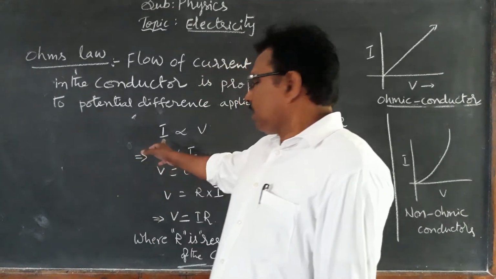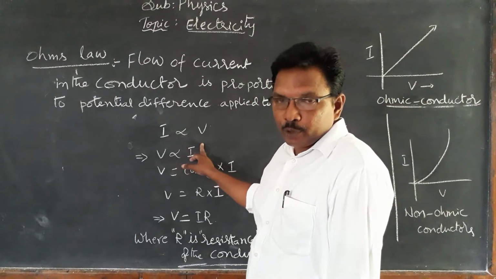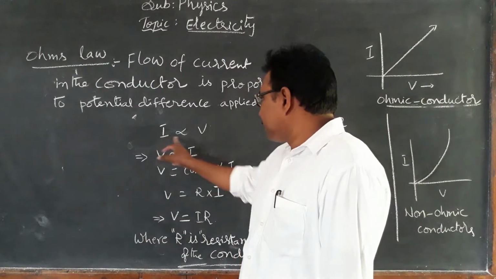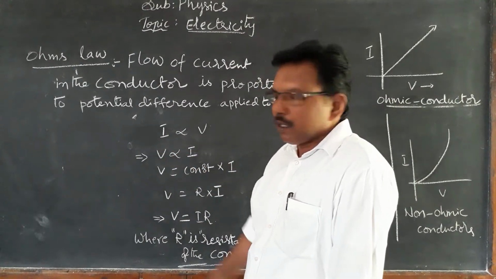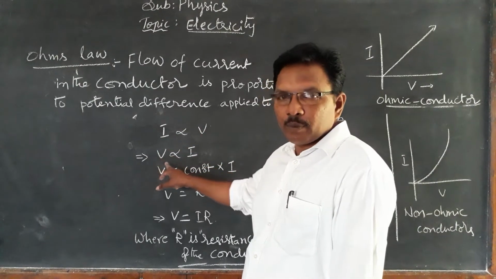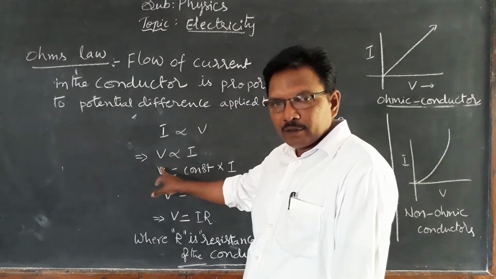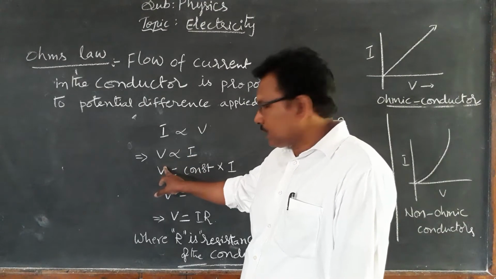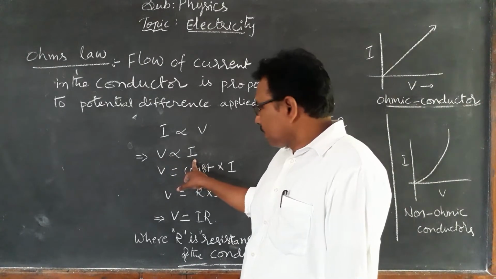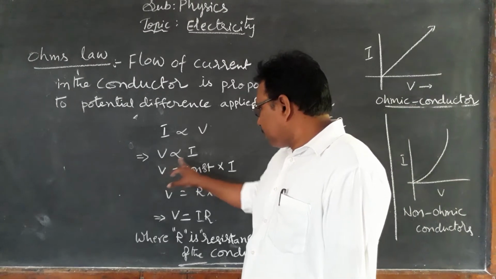Here, as per Ohm's law, the current in the conductor is proportional to the applied potential difference across the conductor. I is proportional to V. We can also write this as V is proportional to current. The potential difference applied to the conductor is proportional to the current in the conductor. V is proportional to I.